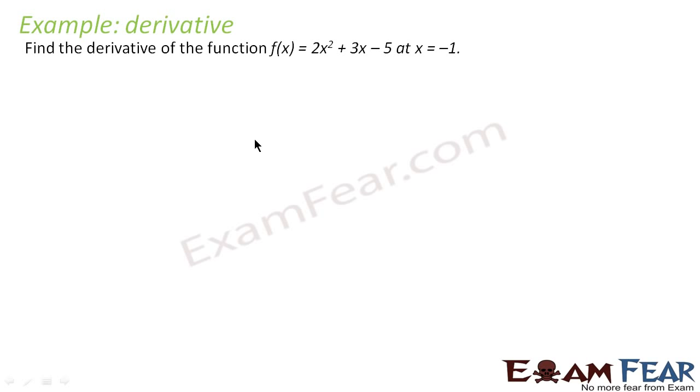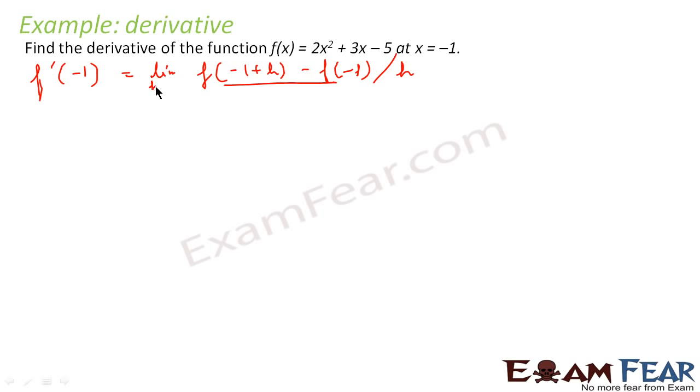We have to find the derivative of this function 2x square plus 3x minus 5 at x equal to minus 1. That is, we have to find f dash of minus 1. F dash of minus 1 is nothing but f of minus 1 plus h minus f of minus 1 by h, limit h tends to 0. Correct? Now let me put the values.